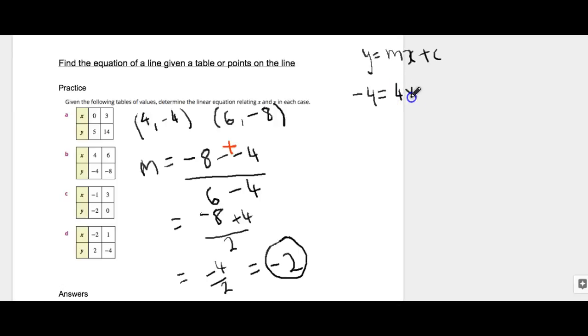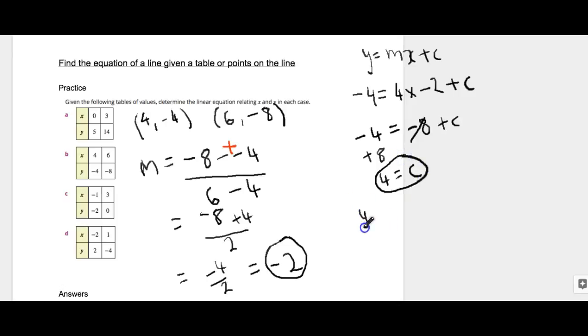4 times -2 plus c. You'll see I actually wrote the m and the x around the other way. It doesn't make any difference. So I'm sorry if I confused you there. -8, as long as you've got -8 there, it's fine. All right, so to cancel out that -8, we add 8 to this side. So that is equal to 4. So c is equal to 4. And I'll circle that so we don't get confused.